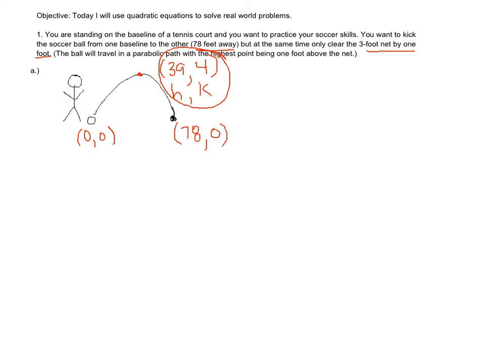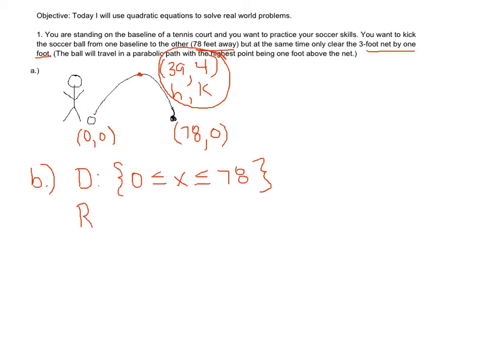Okay, now let's move on to part B. Part B says, describe a reasonable domain and range. Okay, if you remember, domain is your x values. So in the x direction, how far is he kicking the ball? Well, he's going from 0 to 78. So remember, we write it as a between statement. Going from 0 to 78 feet. So this would represent my domain.